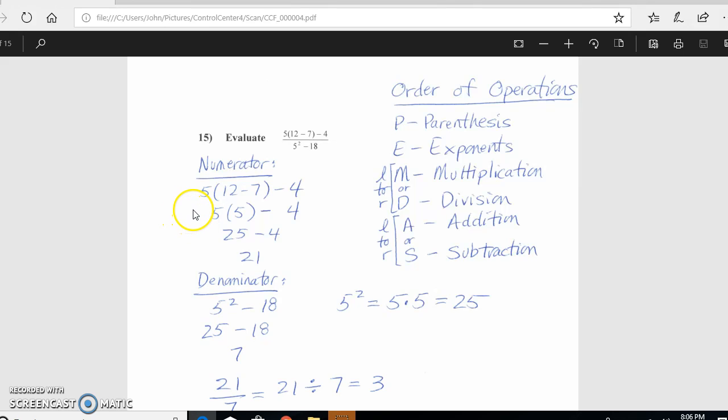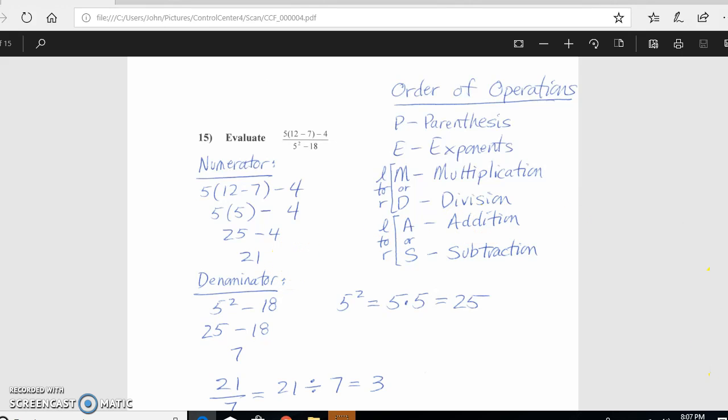I don't have any. So I go to multiplication or division, and I have a multiplication here of the 5 times the 5 in the parentheses. Anytime a number is next to a parentheses, that indicates multiplication. So 5 times 5 gives me 25 here, and the minus 4 remains on the left side. My last step is any addition or subtractions, and I have this subtraction here. 25 minus 4 gives me 21. So my numerator in this expression in this fraction is 21.